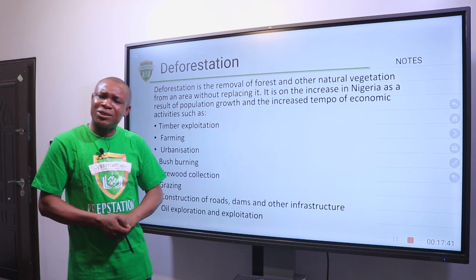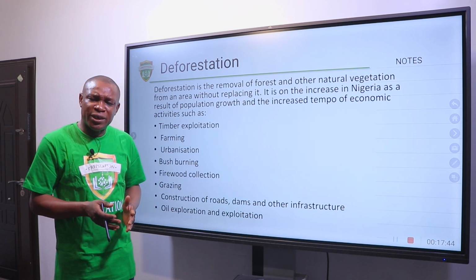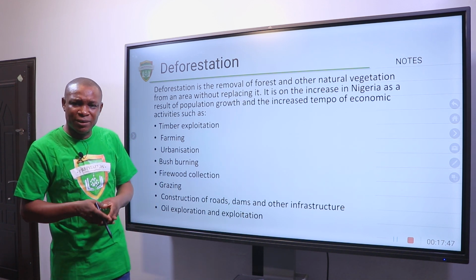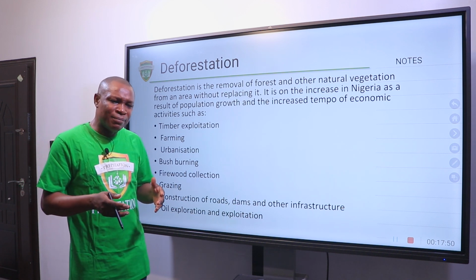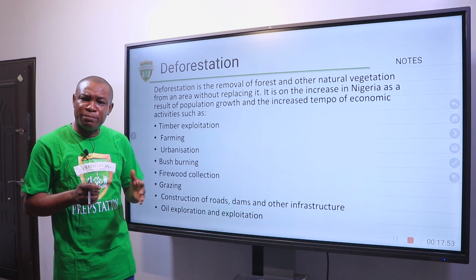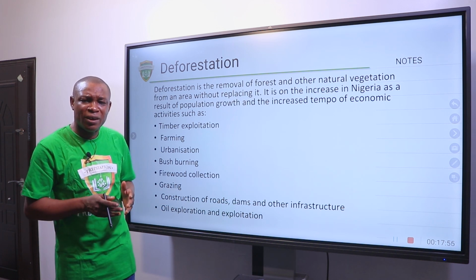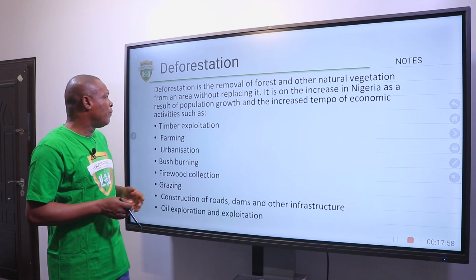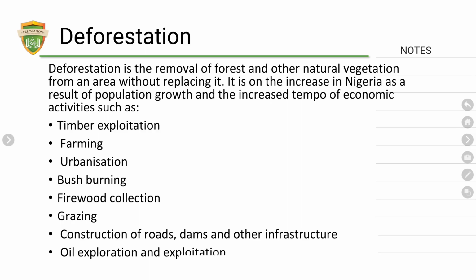Deforestation. We can't just discuss vegetation in Nigeria without a mention of deforestation, because this is one of the challenges confronting the vegetation belts in Nigeria, or the vegetation resources in Nigeria. So deforestation is the removal of the forest or other natural vegetation from an area without replacing it. Farming activities are depleting the vegetation. Timber, what we call lumbering, felling down of the forestry, is depleting the vegetation.